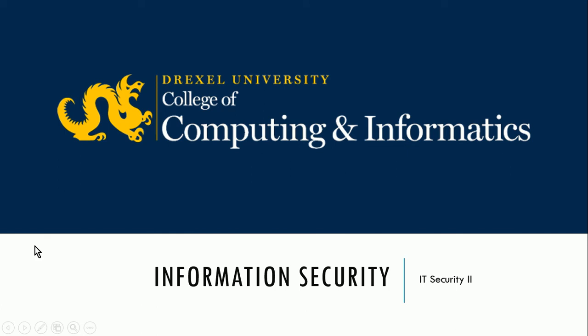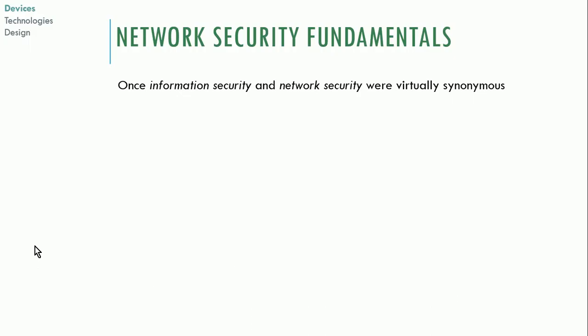In the next two units, we're going to discuss information security, mostly network security. So we're going to talk mostly about networks, and specifically in this unit, I'm going to talk about three topics with network security. In this video, I'm going to talk about network security devices. In another video, I'll talk about technologies, and finally, in a third video, I'll discuss secure design principles for network security. So let's start with some of the fundamentals of network security.